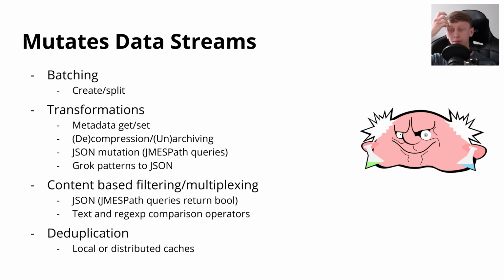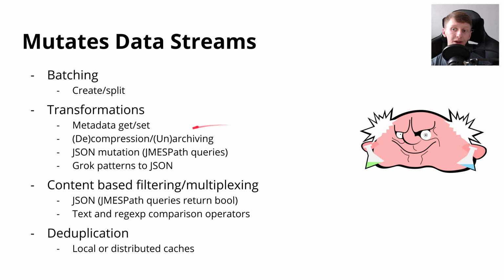And Benthos has this concept of processes. So processes are essentially a function, and they will consume a message and then spit something else out. And they can do all these trivial things. And you can list as many of these as you want in your config, and they'll be executed in the order that you write them. So the kind of things they can do is they'll do batching, so they can combine messages to create bigger batches. They can also break batches down.